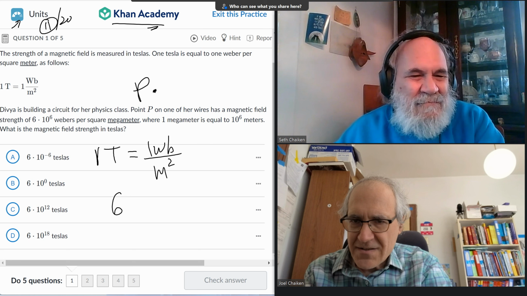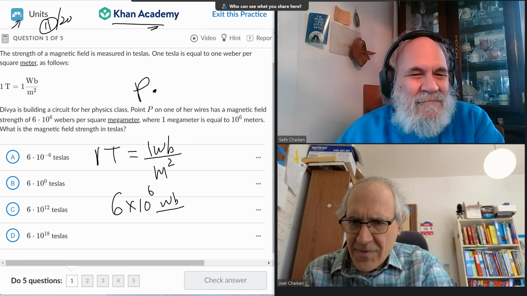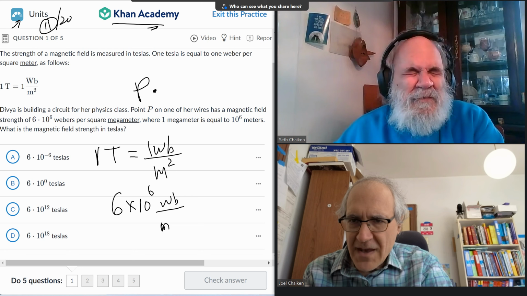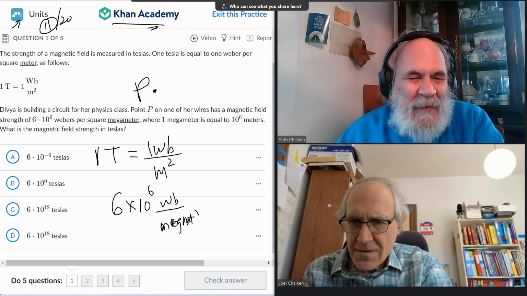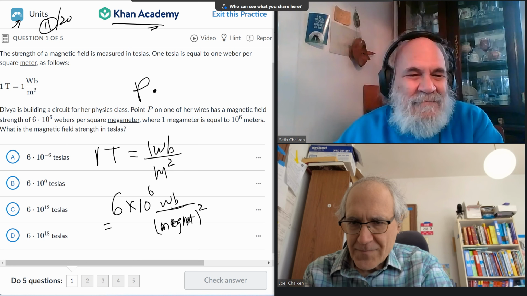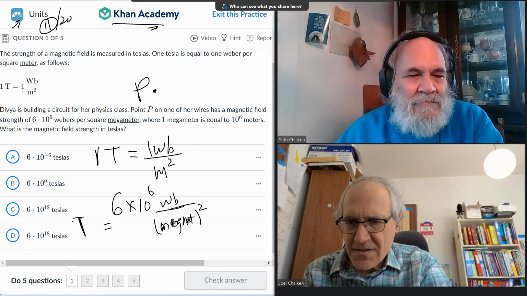So 6 times 10 to the 6th. We're going to use units to sort of guide our way through this. Webers per square megameter. It's really critical. How about we write it out? Megameter squared. What is the magnetic strength in Teslas?